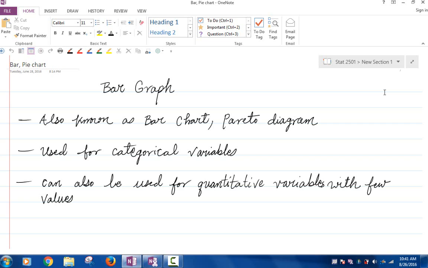And you use a bar graph for categorical variables. But there are sometimes some variables which are numerical variables, but they only have few values. For example, let's say how many hours during a working day does a student spend time on the internet. You study that.